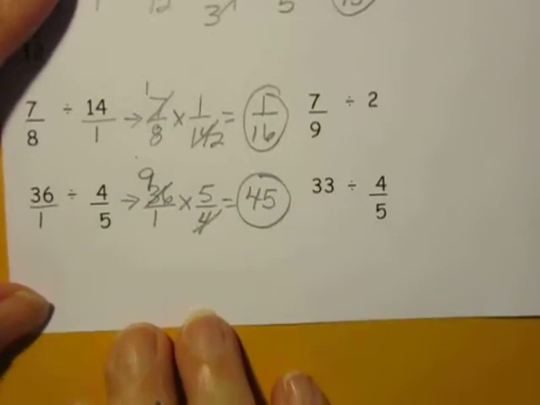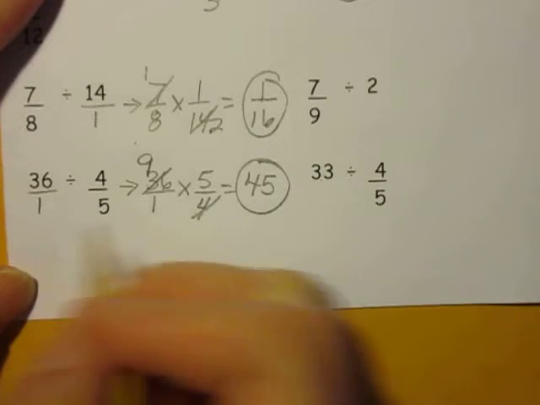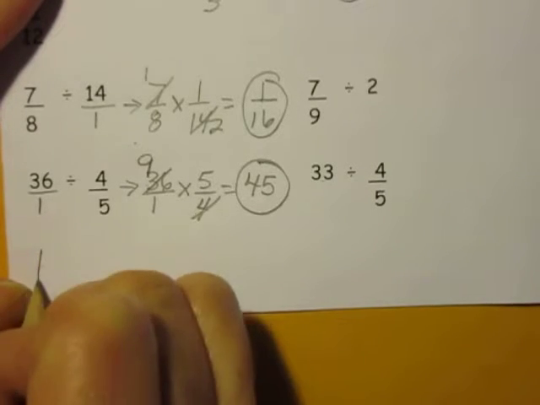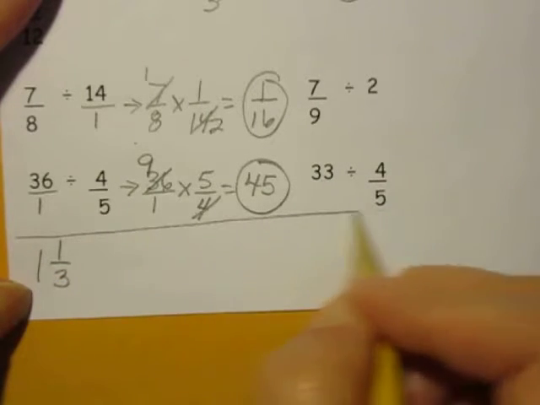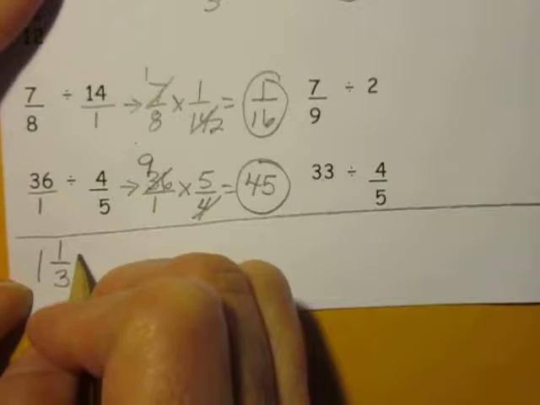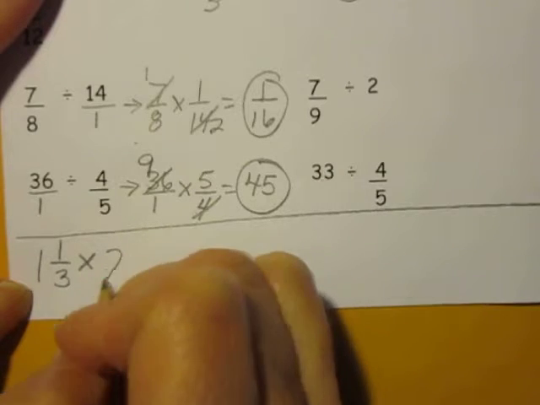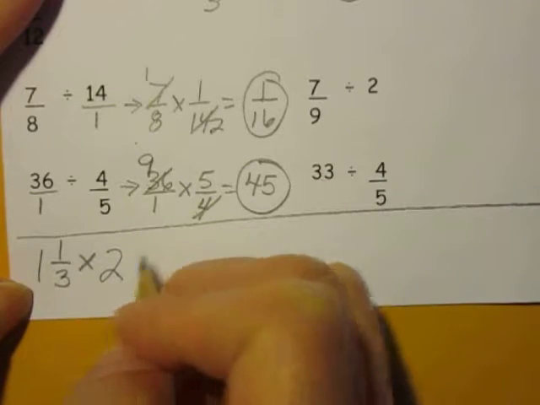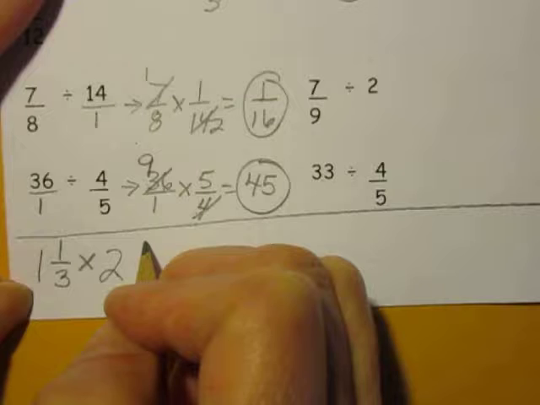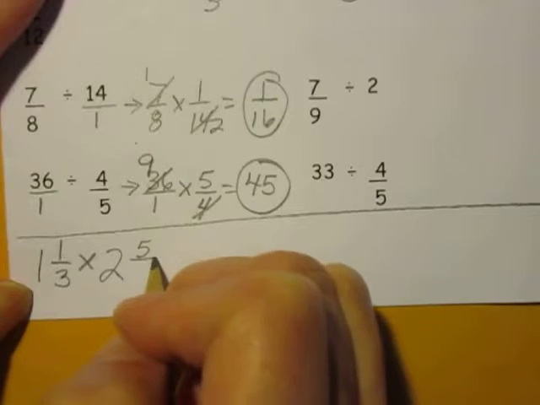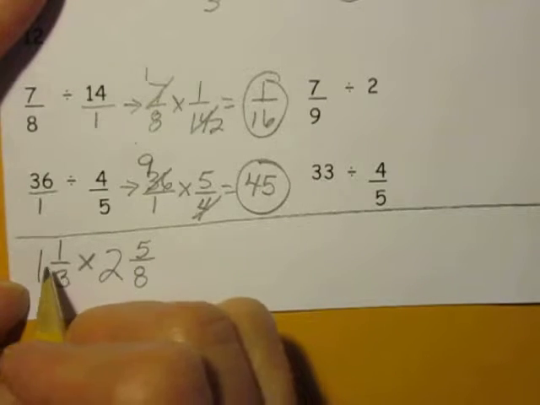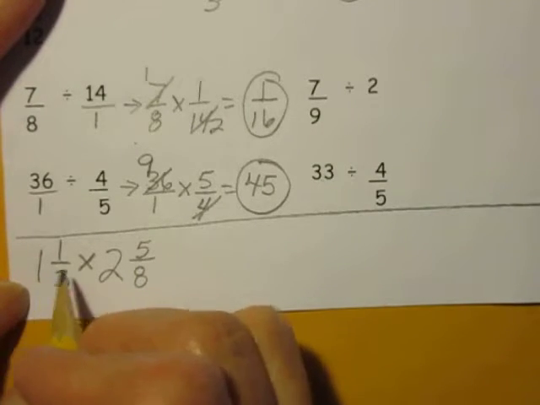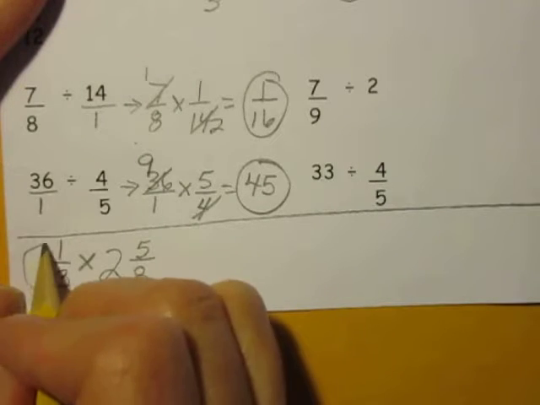I'm realizing I don't have a problem on here where I had mixed numbers, and I guess I want to make one up and do this with you. If I had something like 1 and 1/3, okay, I'm going to make this a multiplication problem, multiplied by 2 and 5/8. And I want you to recognize that with mixed numbers, you need to change those to improper fractions before you can carry anything out.